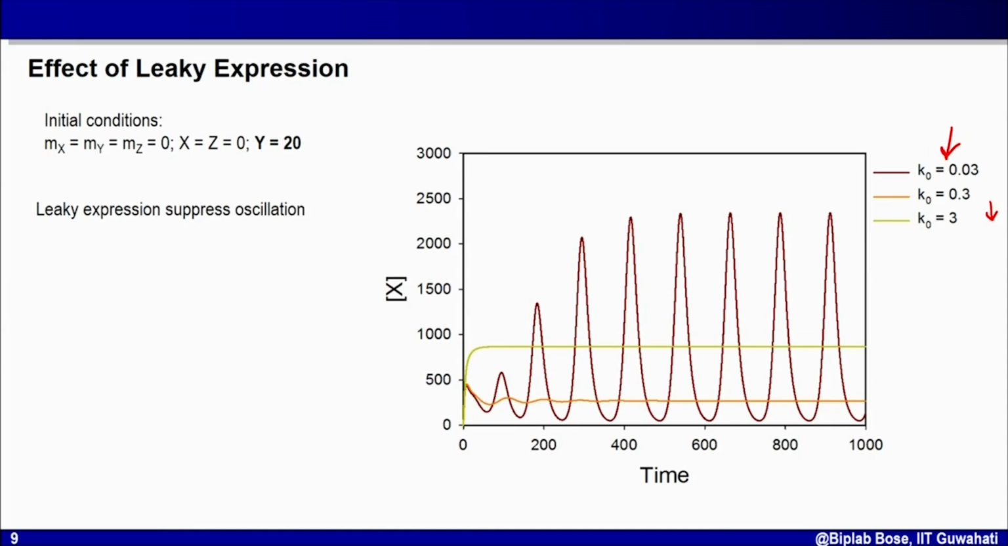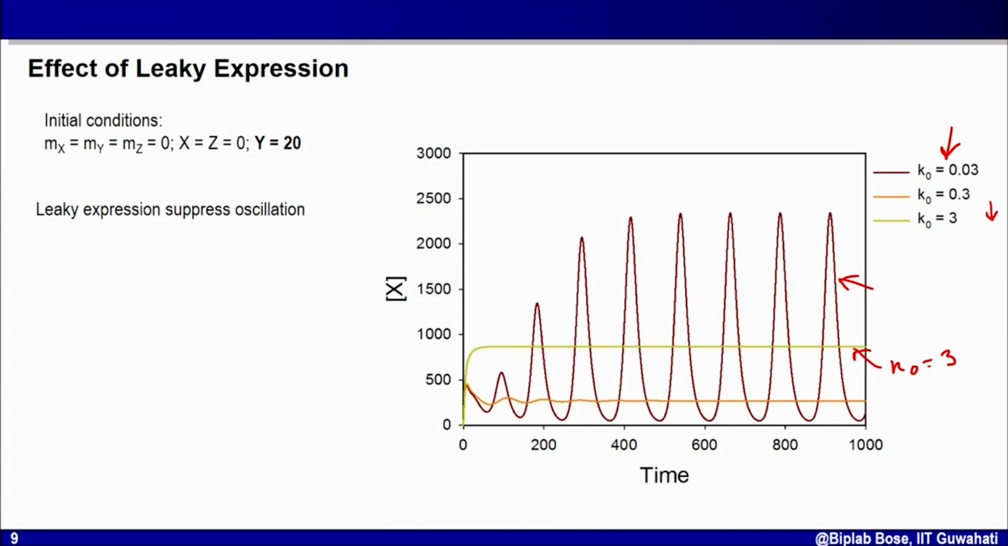The same system with imbalance in the protein at t equal to 0. When K0 is 0.03, I get this limit cycle oscillation. And as I move toward K0 equal to 3, I get a steady state behavior. I lose the oscillation.